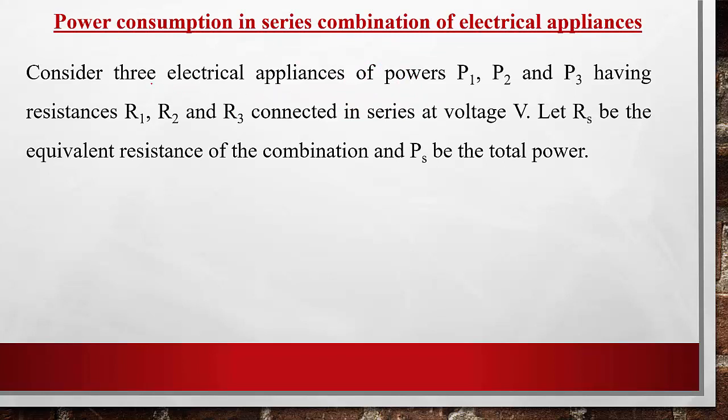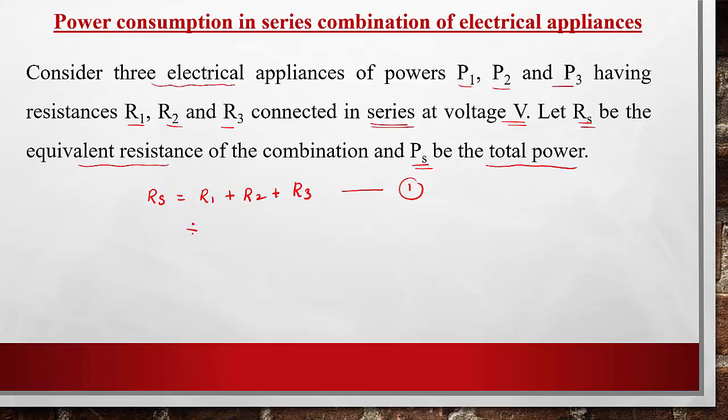Again, we are going to consider three electrical appliances of powers P1, P2 and P3 having resistances R1, R2 and R3, and they are connected in series at the voltage V. They are operating at the voltage V. Let Rs be the equivalent resistance of the combination and Ps the total power. Now similarly, how to write the equivalent resistor for series combination? We can write Rs equal to R1 plus R2 plus R3. Let us take it as equation number 1. This is equivalent resistance of the resistances in series.